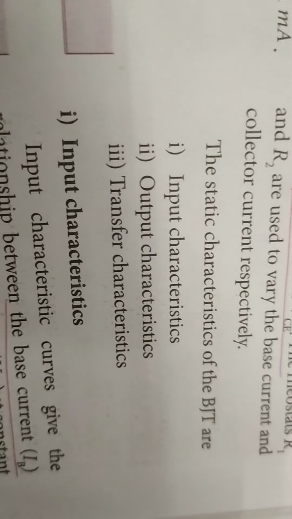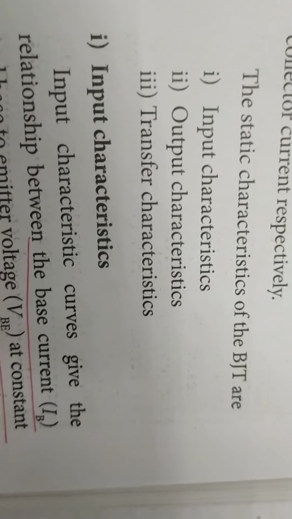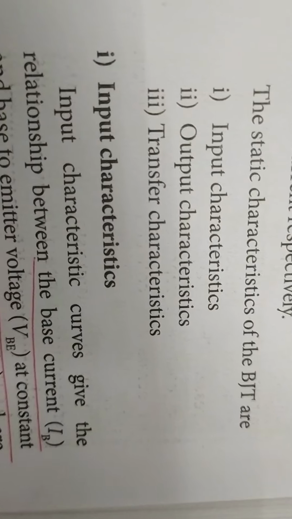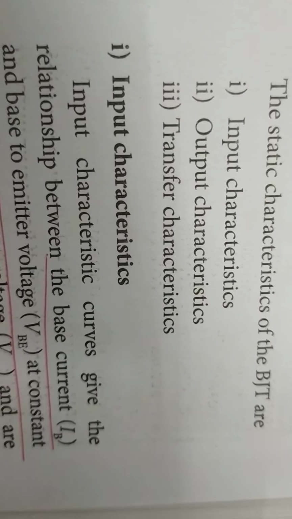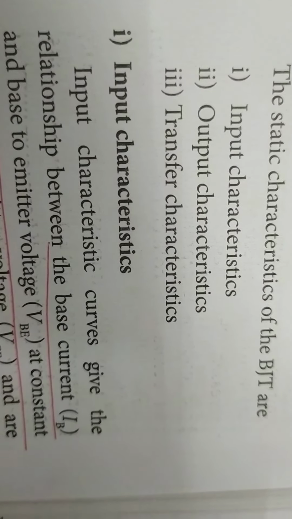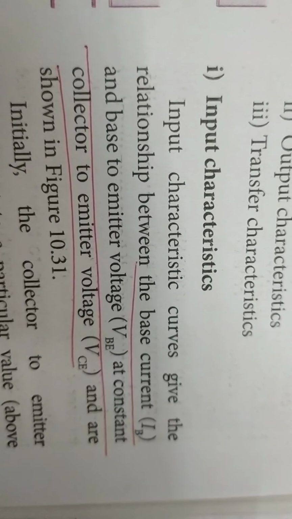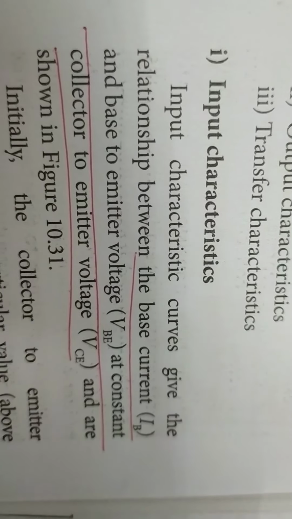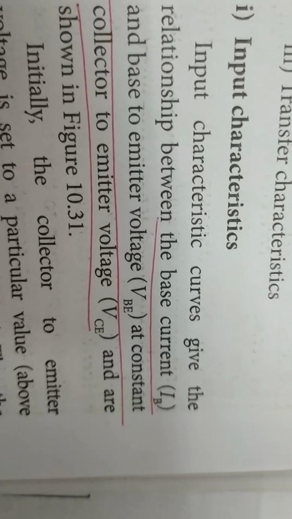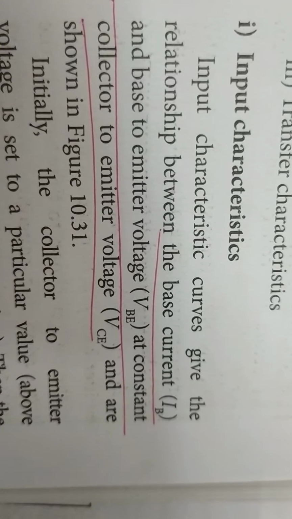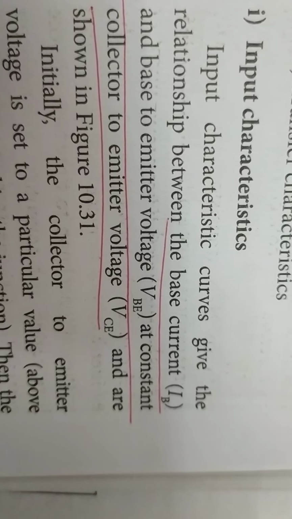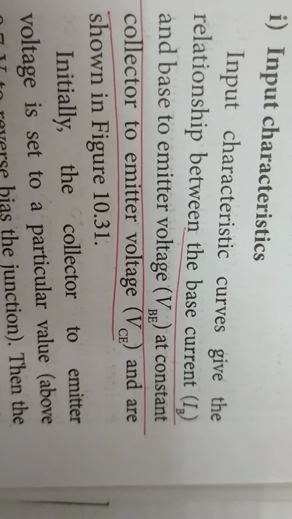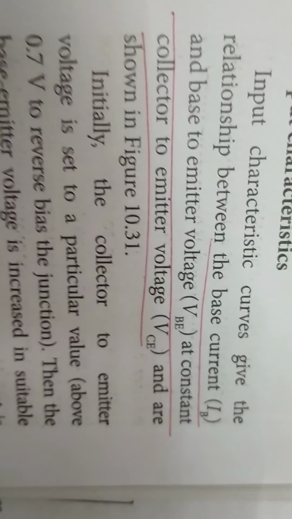Here you are going to study the static characteristics of a bipolar junction transistor. The characteristics are input characteristics, output characteristics and transfer characteristics. Input characteristics means you have to consider the left hand side of the circuit diagram. That is, you have to find out the relationship between base current and base to emitter voltage, that is IB and VBE, and here VCE is kept constant.